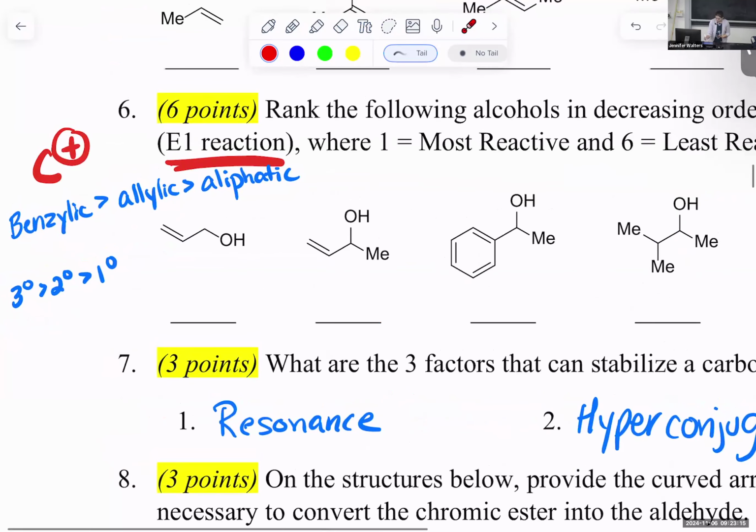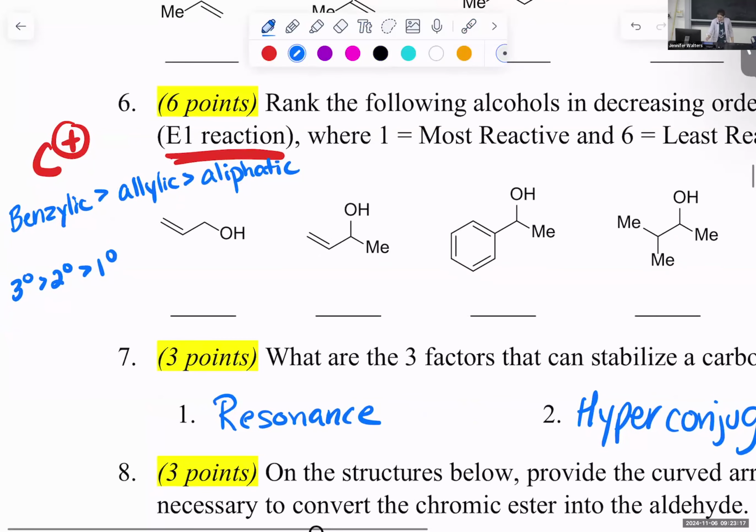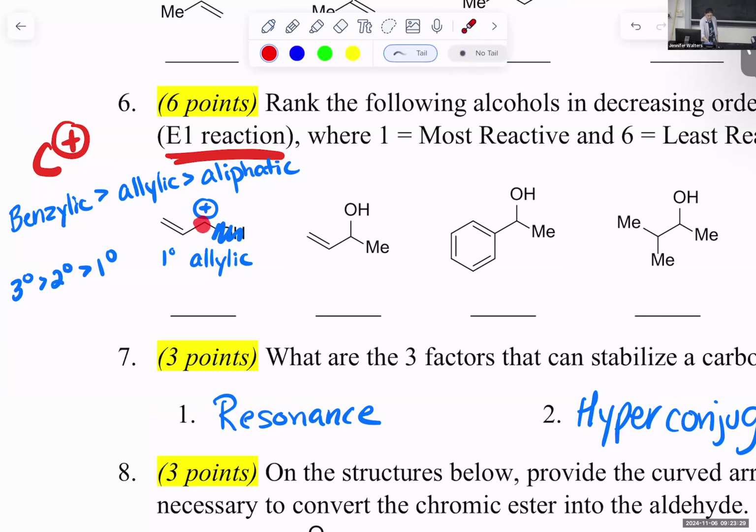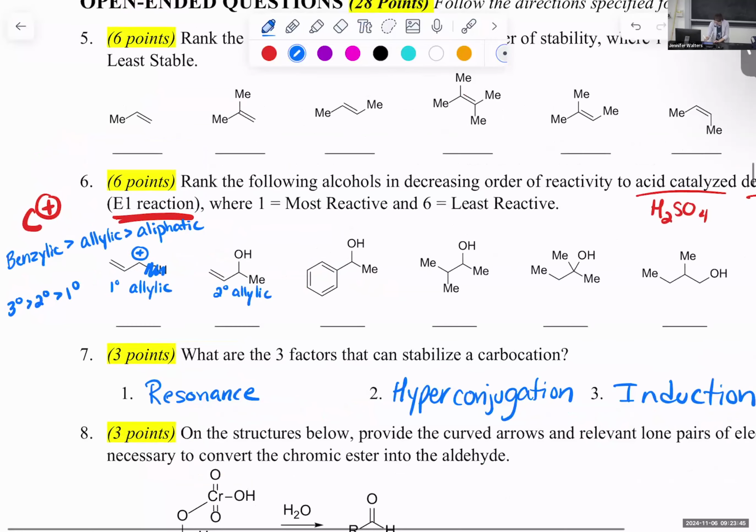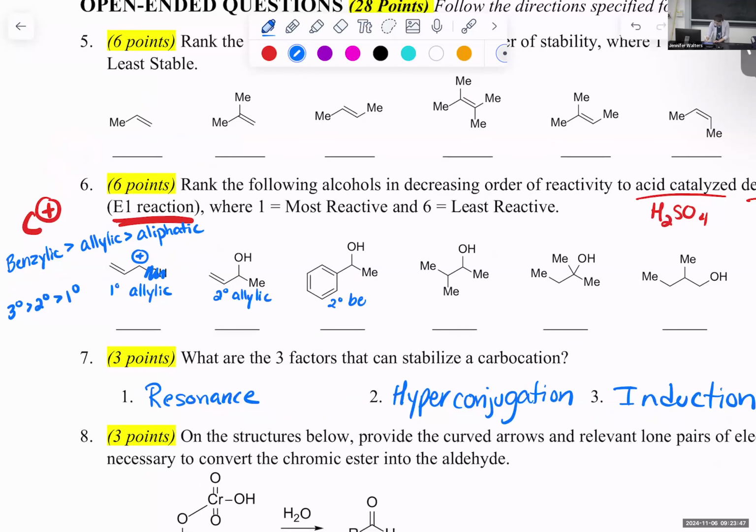So when I look at this first one, if I imagine that the alcohol leaves and I get a carbocation there, this is going to be a primary allylic because it is attached to just one other carbon. That makes it primary, but it's right outside the double bond, so it has resonance. So that makes it allylic. Our next one is going to be secondary allylic. Third in is a secondary benzylic.